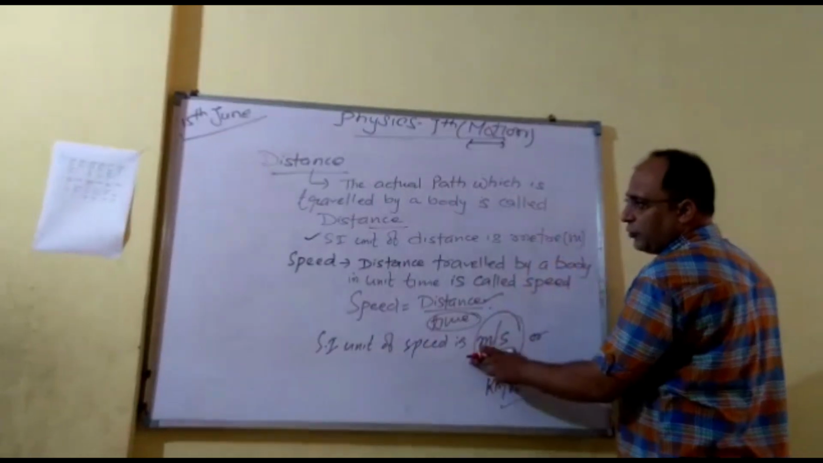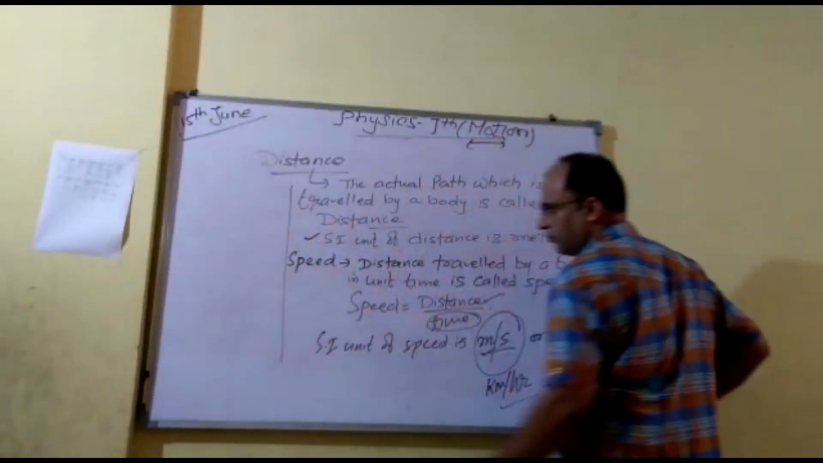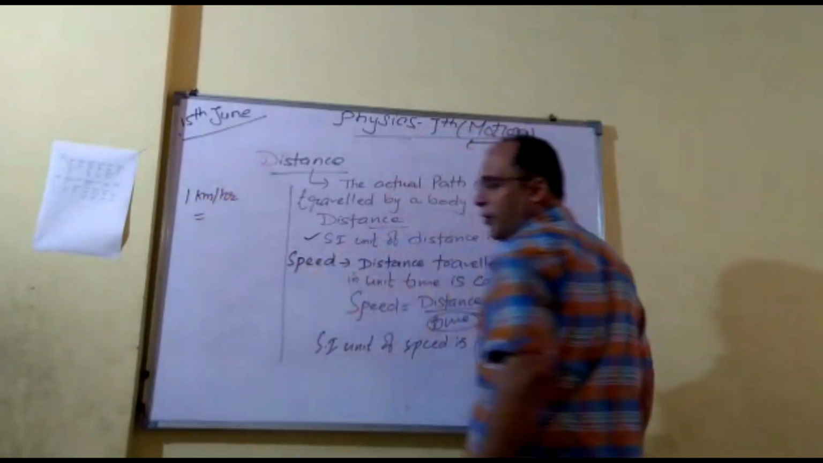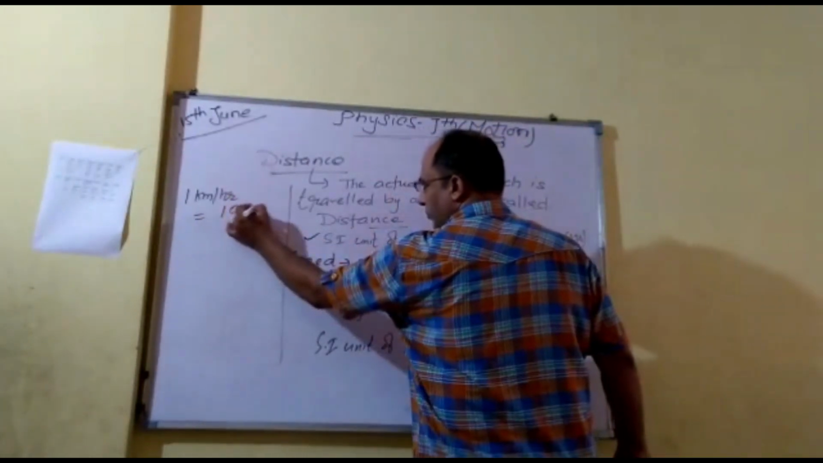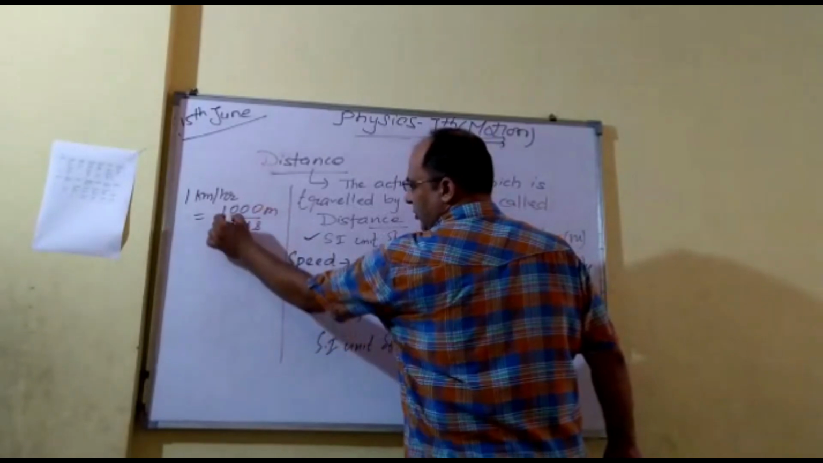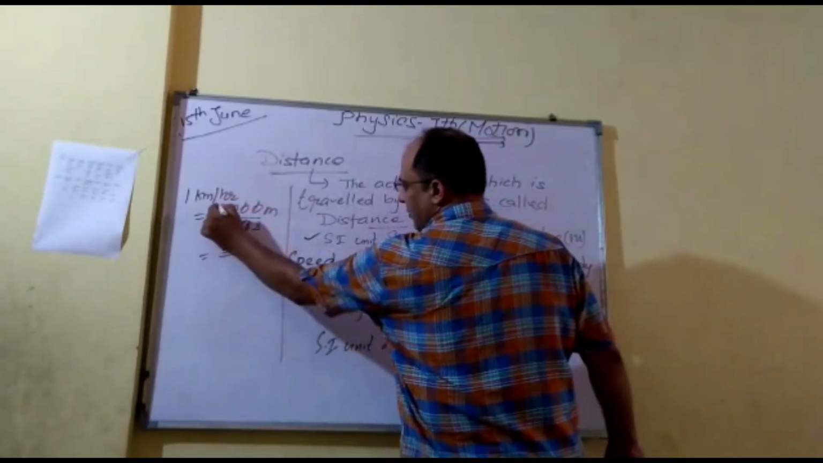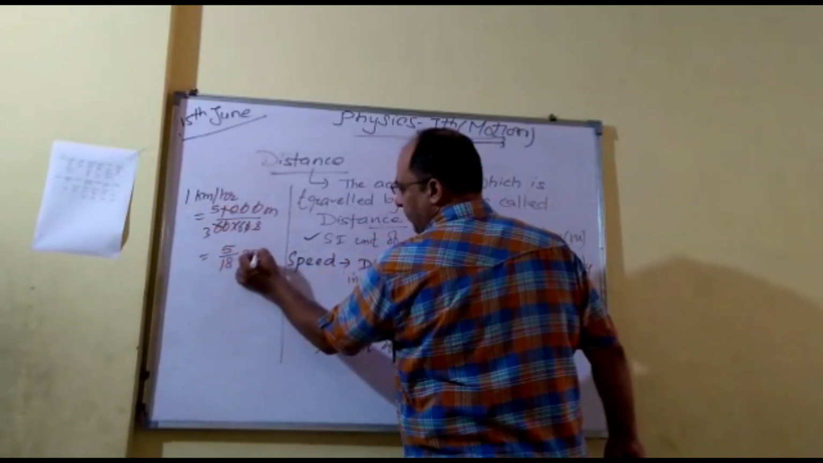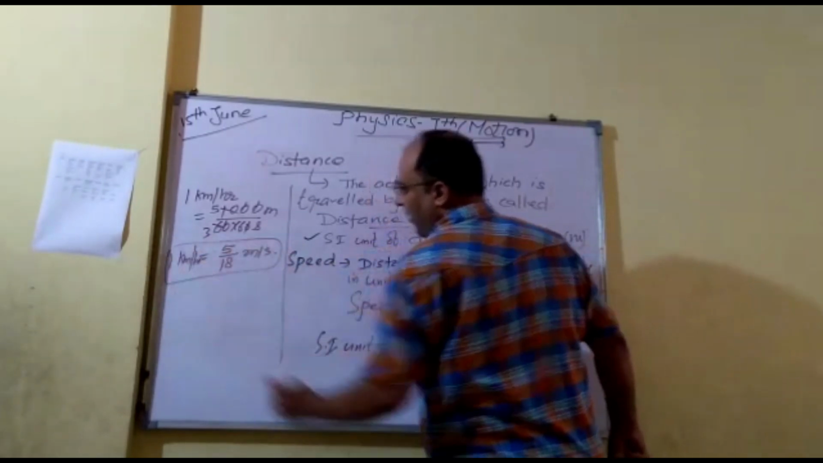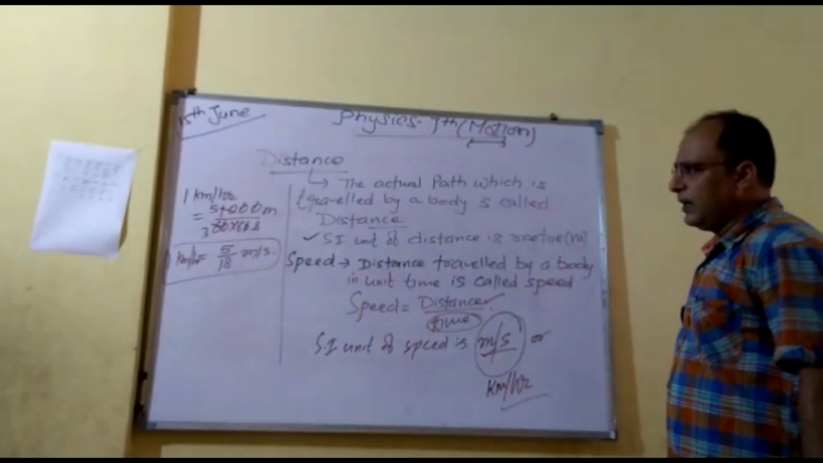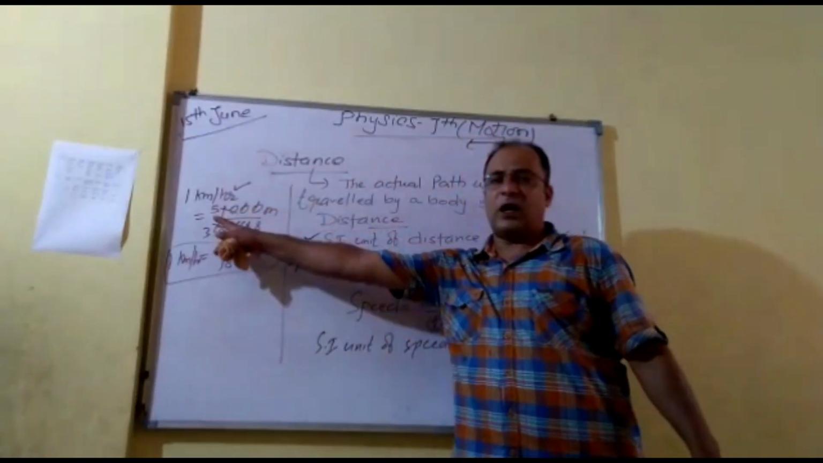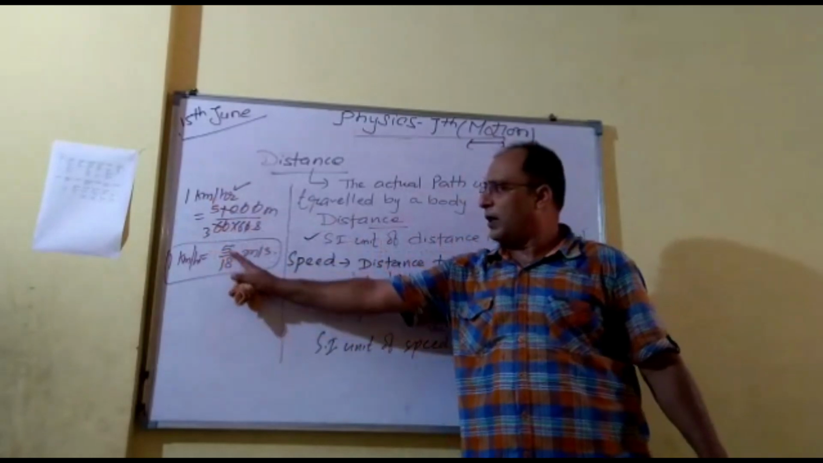How to convert kilometer per hour into meter per second? Look here. 1 kilometer per hour. 1 kilometer, how many meters? 1000 meters. 1 hour, how much? 60 into 60 seconds. Zeros cancel, 2 fives, 2 threes, so 5 by 18 meter per second. 1 kilometer per hour equals 5 by 18 meter per second. This is the conversion of kilometer per hour into meter per second.